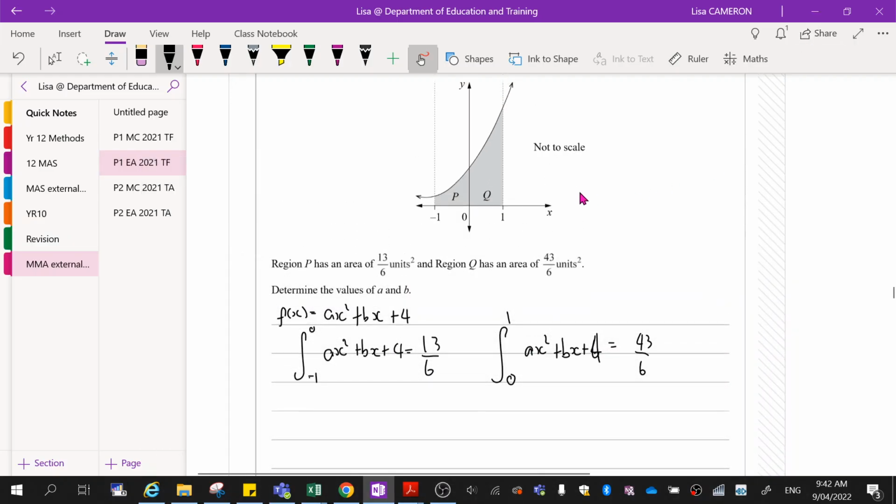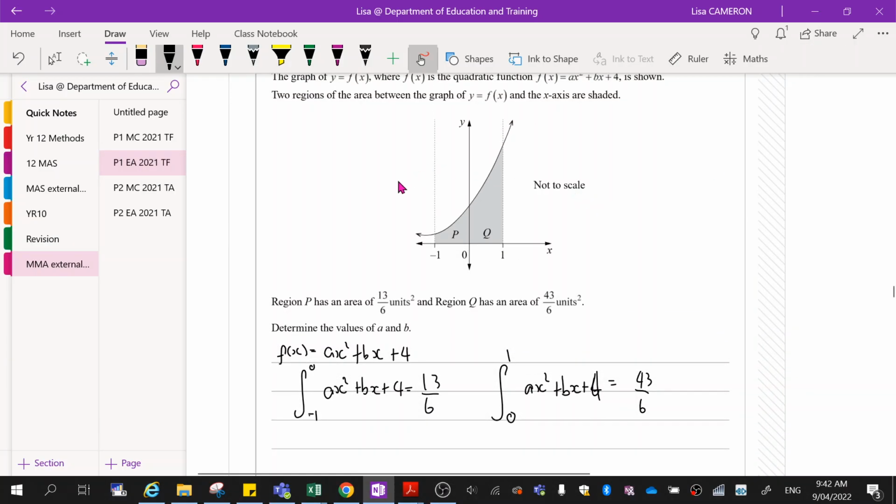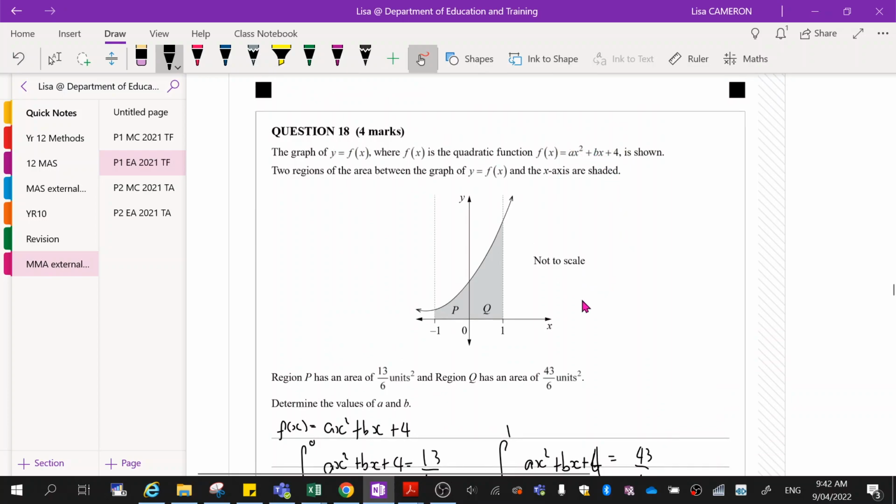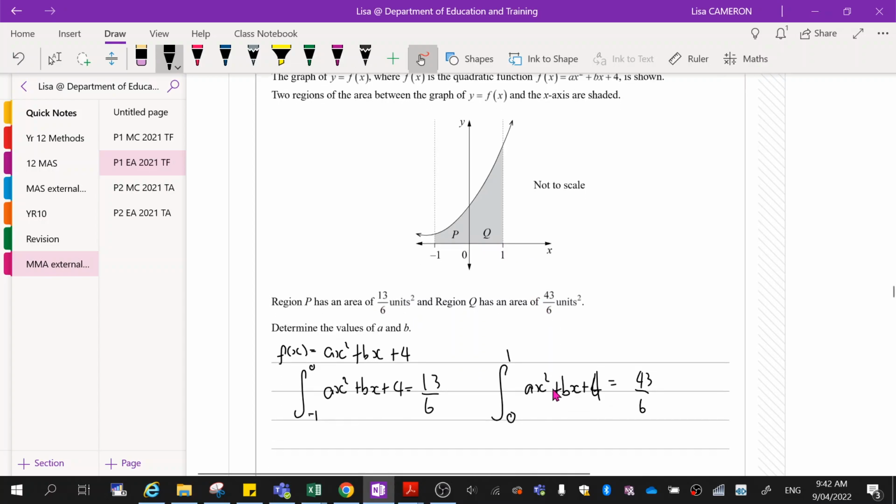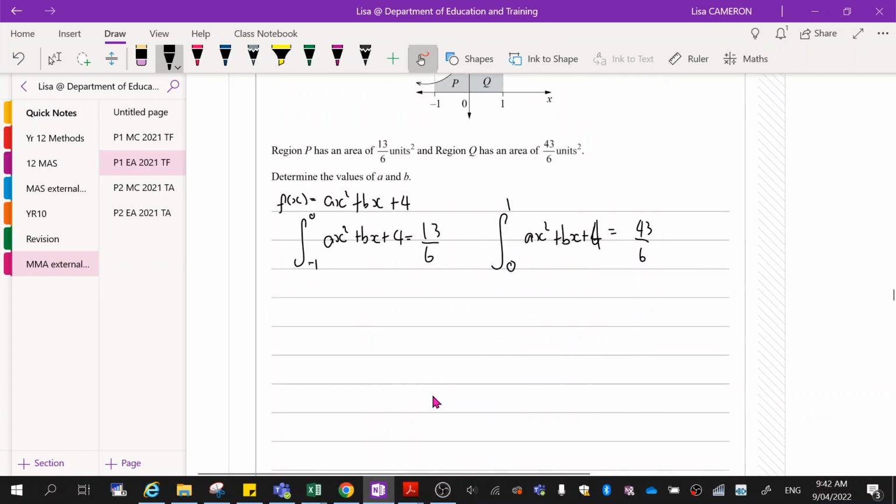Okay, so we are looking at this style of question today. So this is the function that we're given. We're told that if we integrate between here and here, then we get this many units. If we integrate between here and here, we get that many units. So I've compiled that information down here and just shown what that was stated as. So now we're just going to integrate, and then we'll end up having to solve using simultaneous equations.